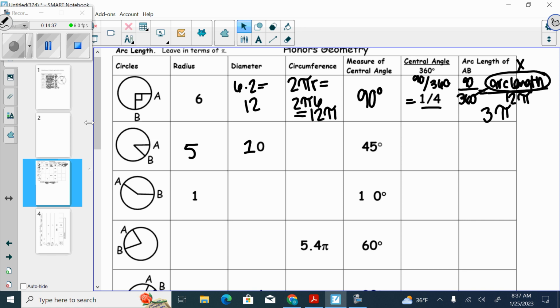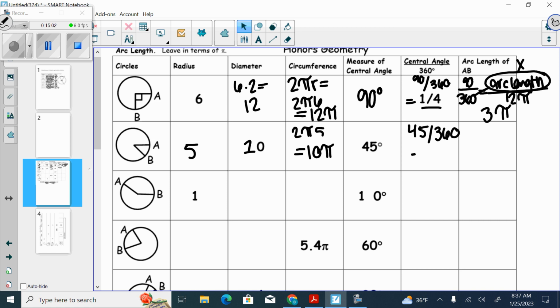2 pi 5, right? 2 pi 5 would simplify to 10 pi. Good. All right, on this one, they did give us the central angle, right? This is the simplified central angle. So this would be 45 over 360. What will 45 over 360 simplify to?